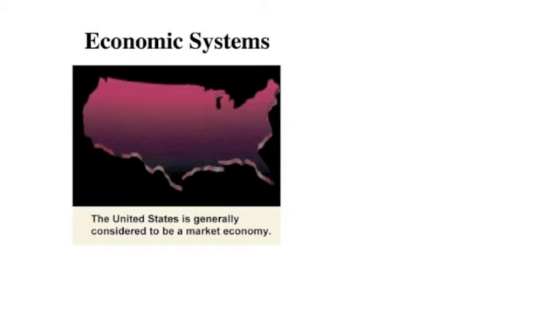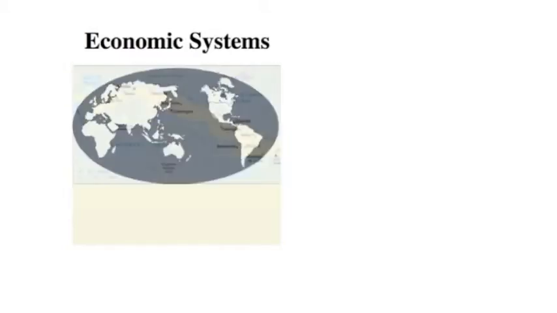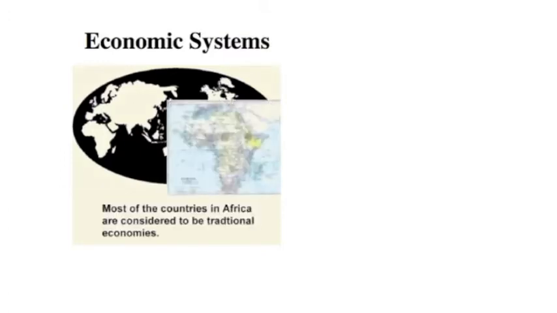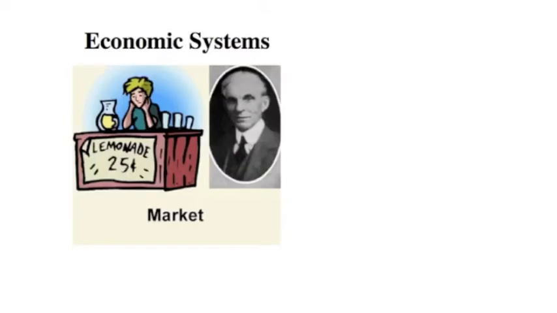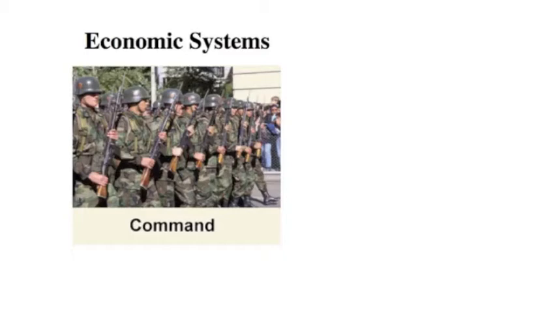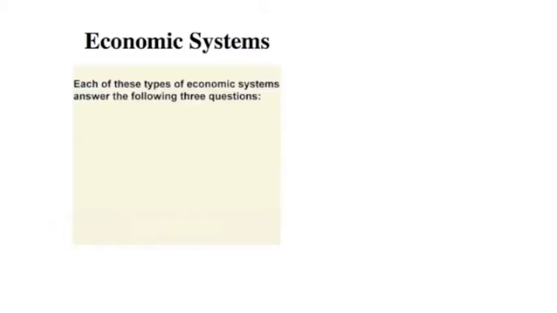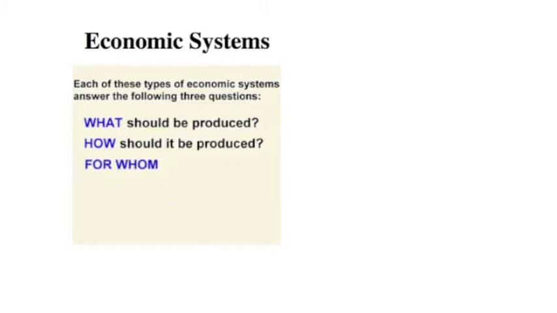The United States is generally considered to be a market economy. There are no truly command economies in the world. However, Cuba is close to being a command economy. Most of the countries in Africa are considered to be traditional economies. The market. And the command economy. The traditional. Each of these types of economic systems answer the following 3 questions. What should be produced? How should it be produced? For whom should it be produced? What, how, for whom?